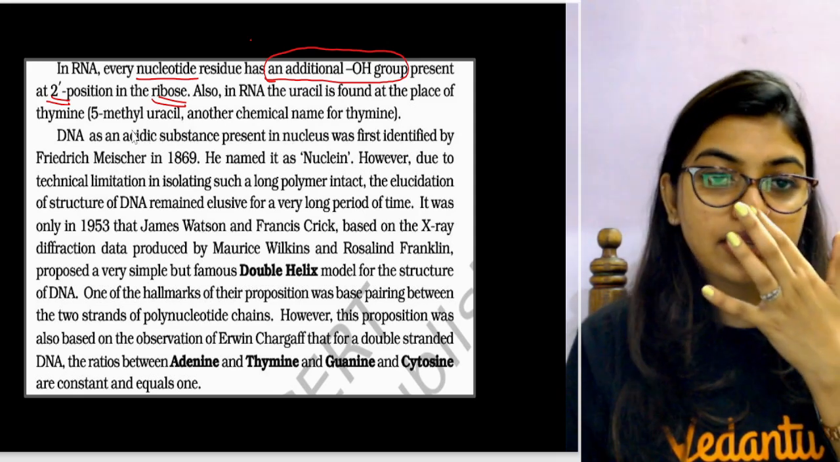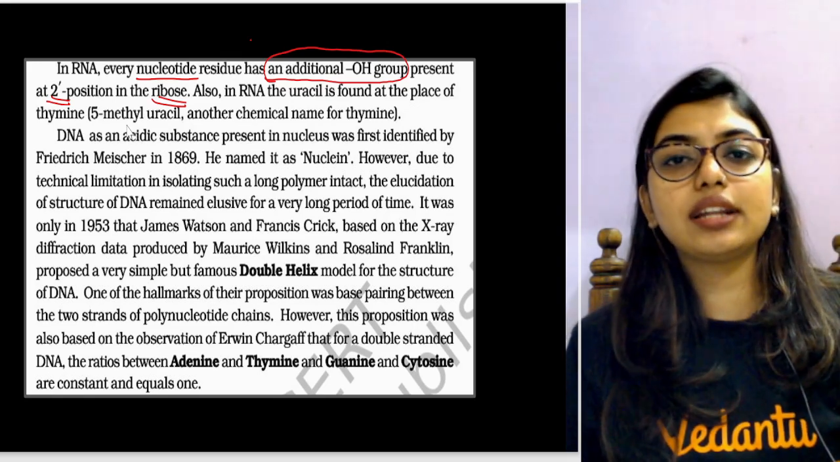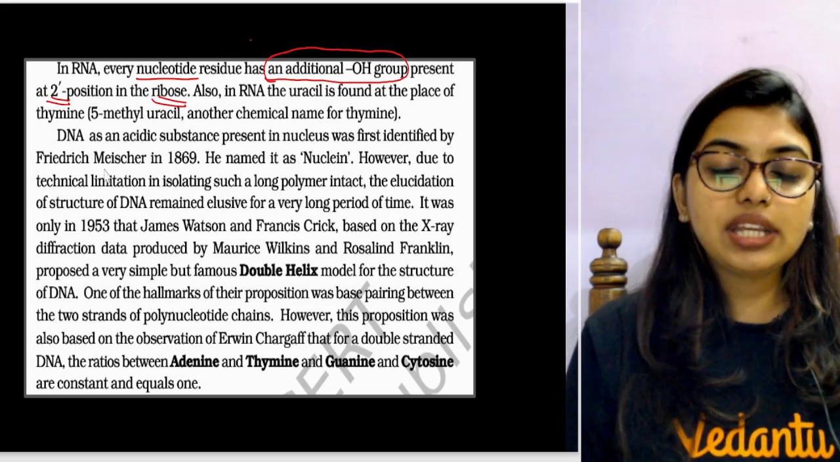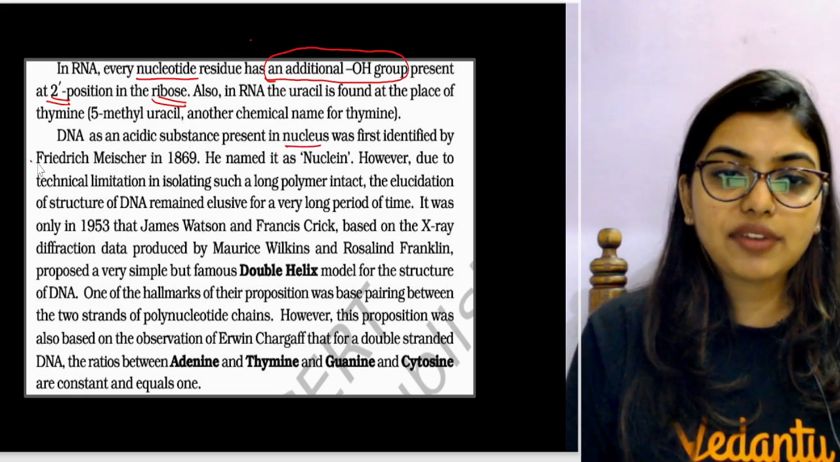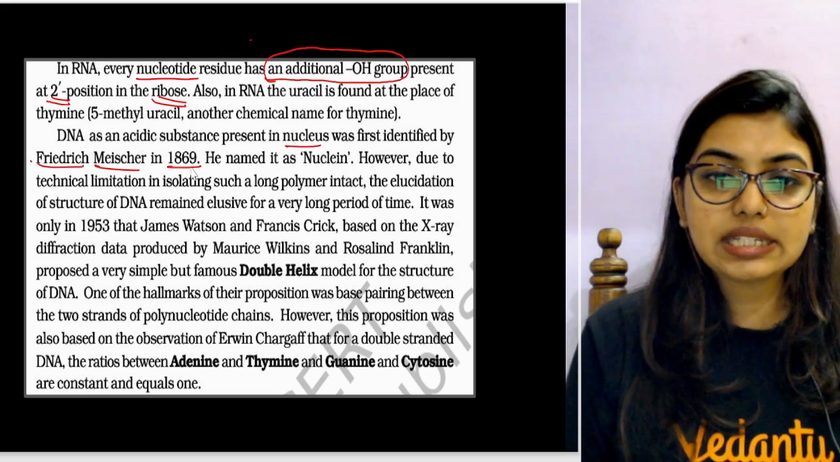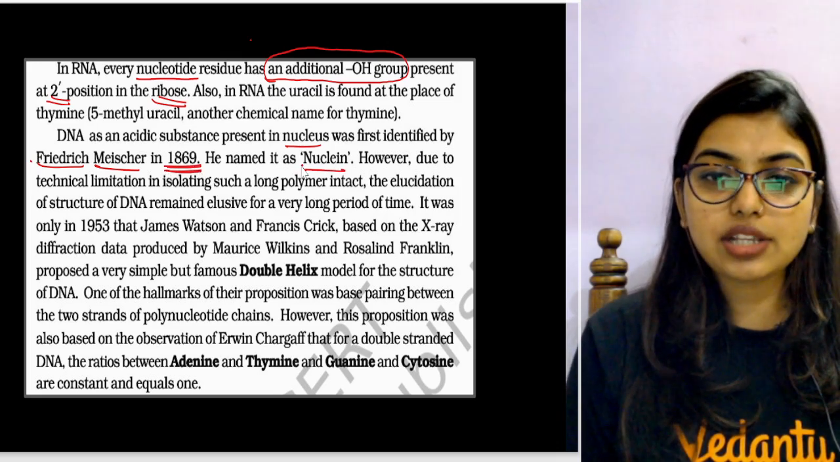Okay, where is it present, students? Uracil is present in RNA, and thymine is present in DNA. Now DNA, as an acidic substance present in the nucleus, was first identified by Friedrich Miescher in 1869. Okay, this date you remember, 1869. He named it nuclein.